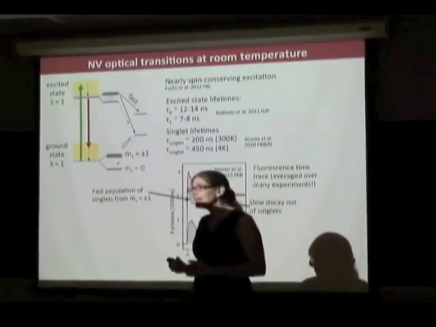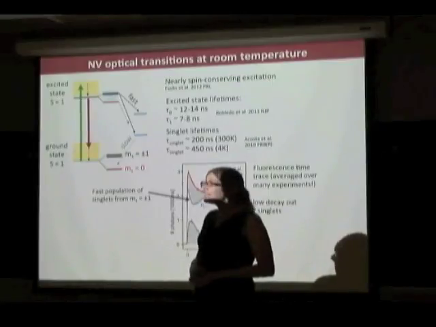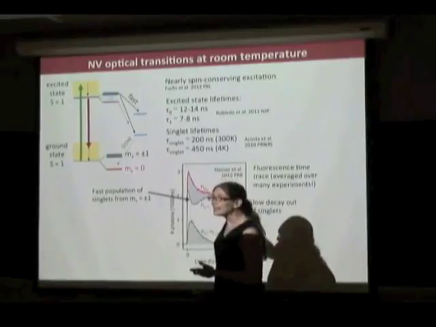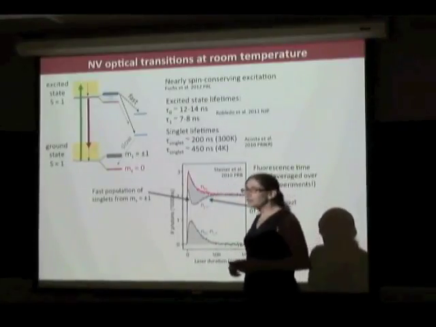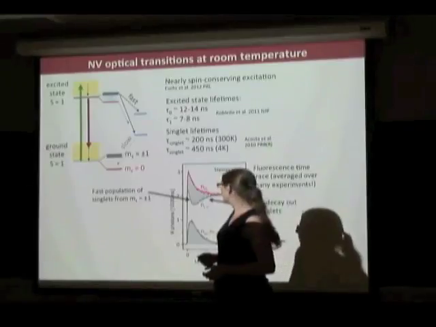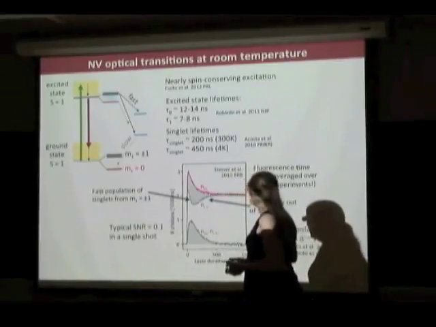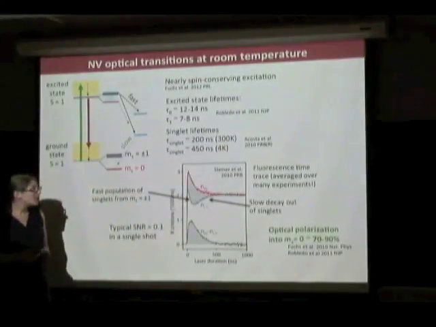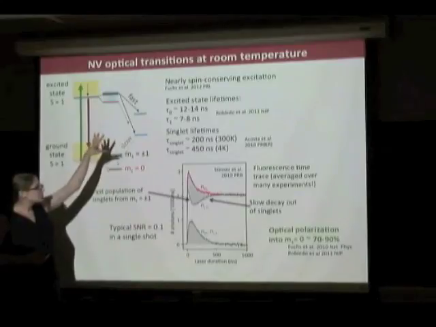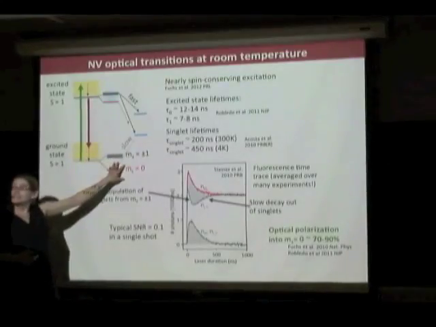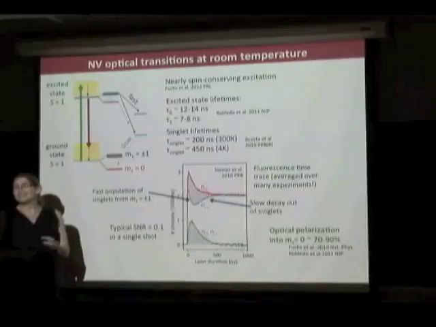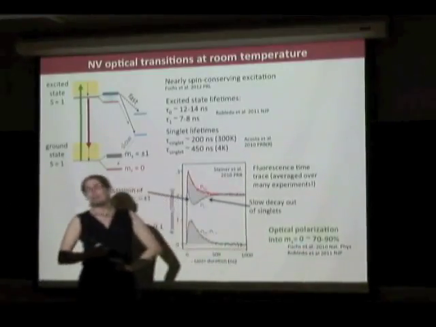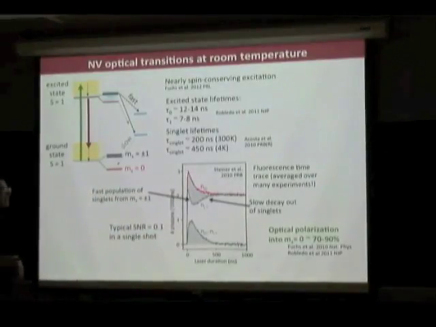However, I should emphasize, in contrast to the resonant optical techniques at low temperature, this is not a very high fidelity measurement. You don't get a trace that looks like this in a single shot. In a single shot, you probably get, on average, about 1/10 of a photon. The signal-to-noise ratio is quite low. Furthermore, as this process approaches equilibrium, you get a net polarization into the ms equals 0 state, but it's not 99-point-something%. It's somewhere in the range of 70 to 90%, depending on the sample and the NV center.